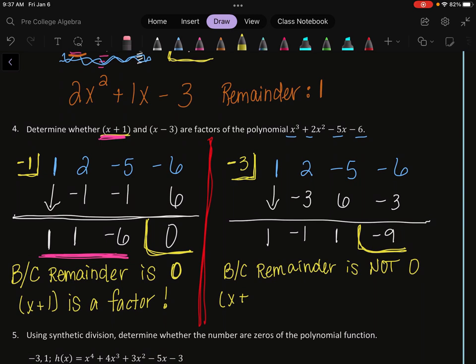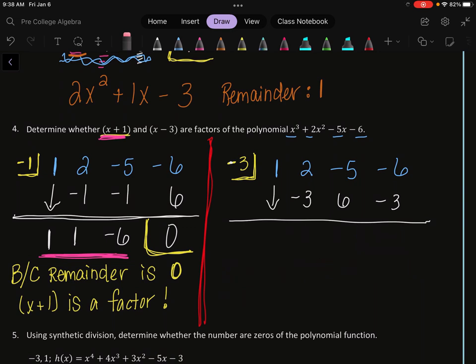Oh, shoot. What did I do here? This should have been positive. Sorry, ladies. Some of you might have caught it and went about it. Perfect. I love it. All right, real fast.